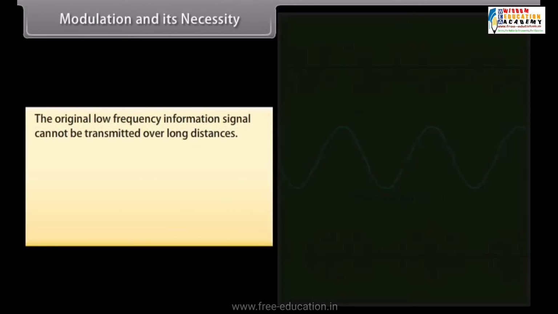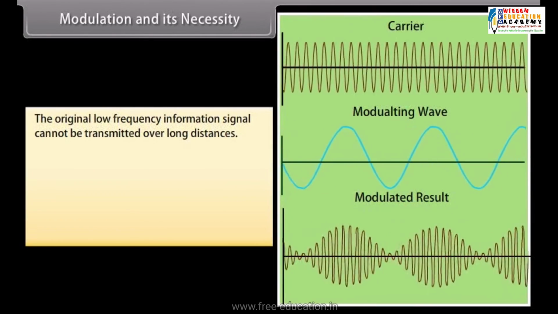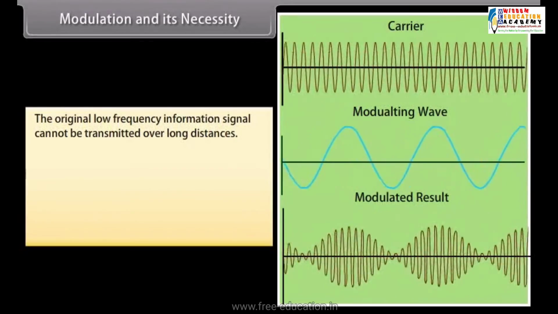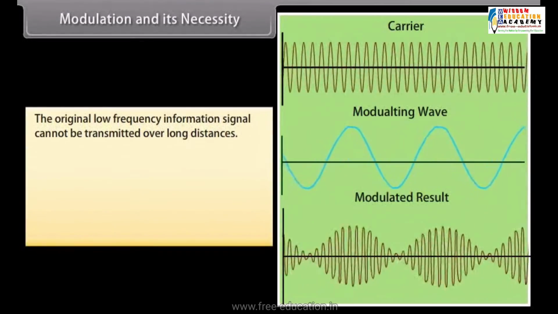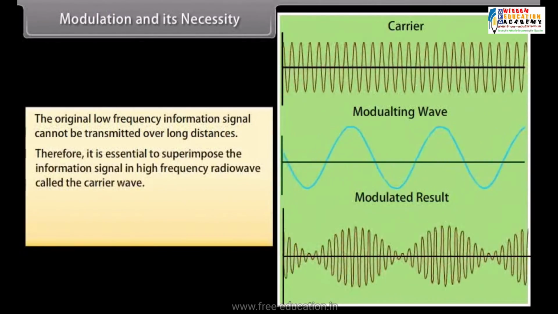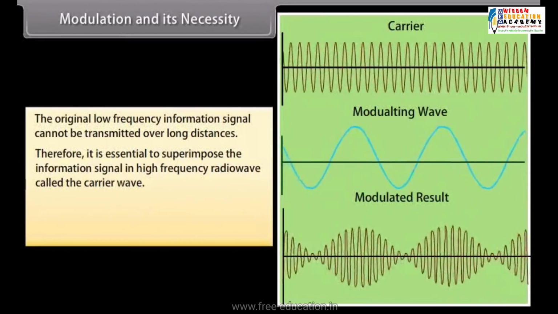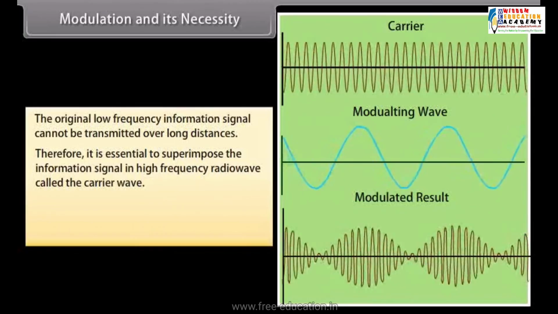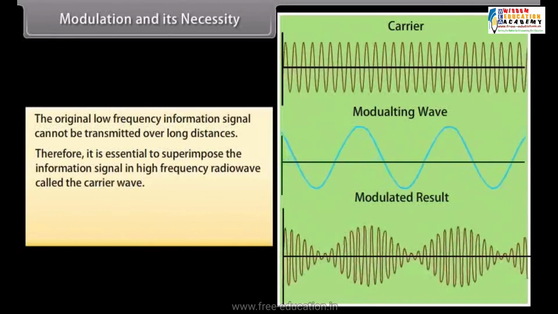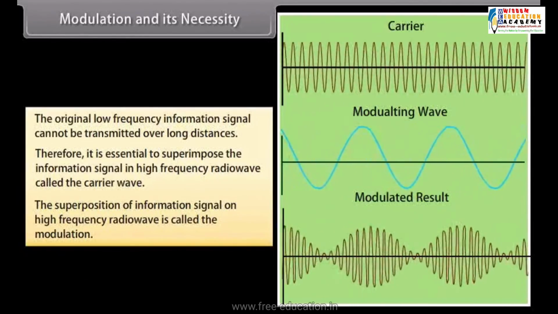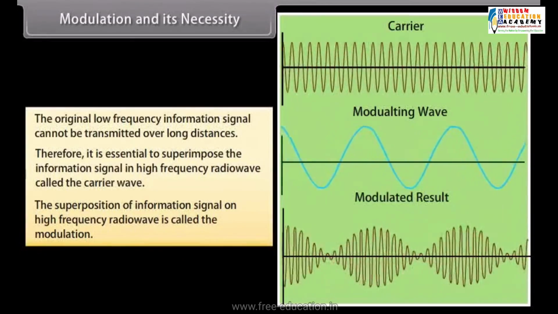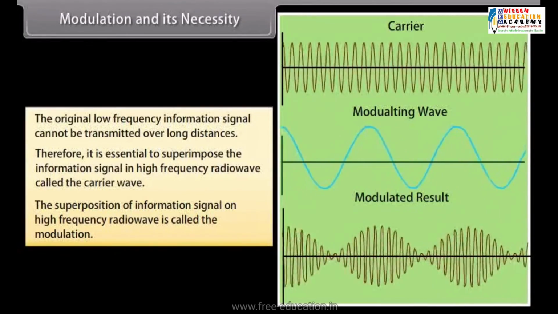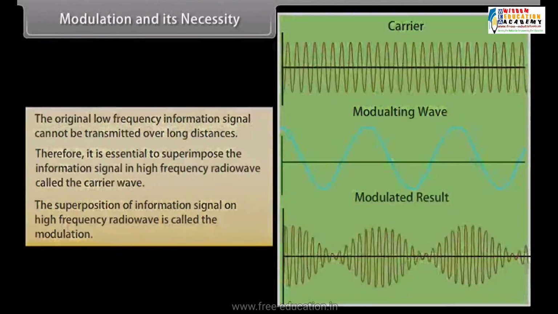Modulation and its necessity. The original low-frequency information signal cannot be transmitted over long distances. Therefore, it is essential to superimpose the information signal on a high-frequency radio wave called the carrier wave. The superposition of the information signal on a high-frequency radio wave is called modulation.